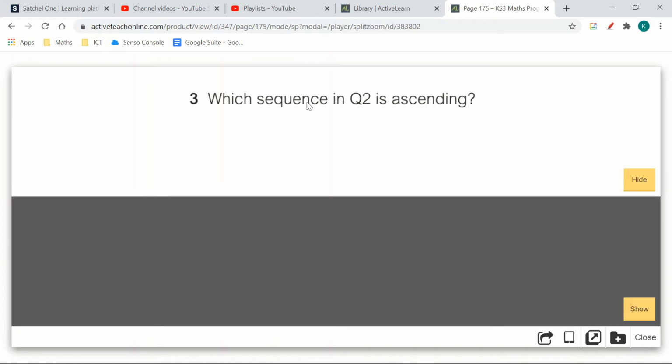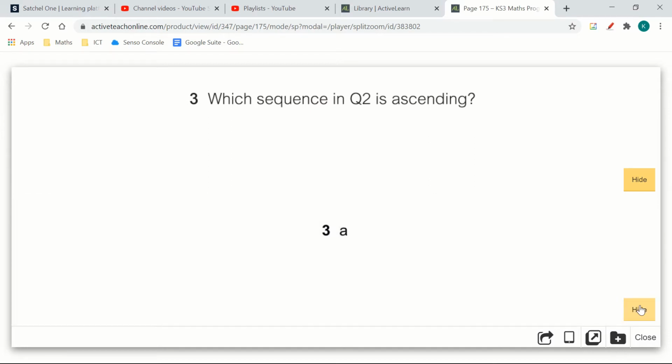So which sequence in Q2 is ascending? So this is going to test you. We're going to go back now and have a look through your notes and see whether you've actually written down what ascending means. So have a look, turn through your notes, pause the video. Ascending means going upwards.